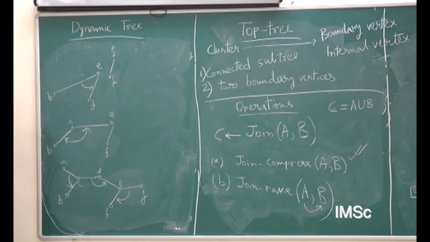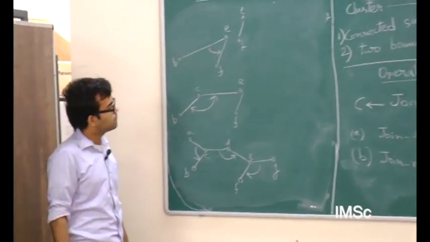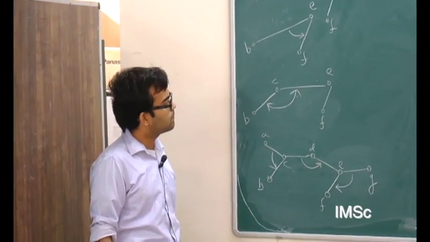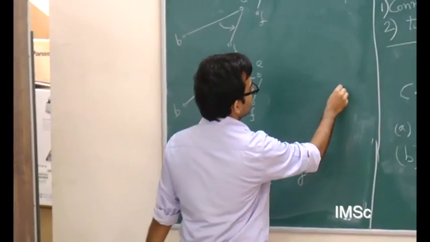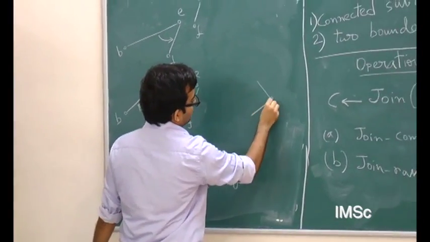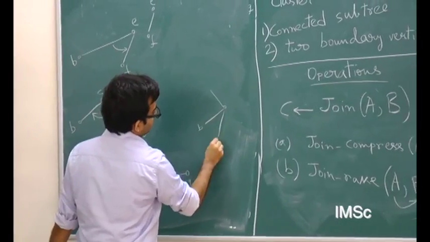In particular, suppose there's a node A with four children. I can perform two rake operations in the same level. There's a node A with four children, B, C, D, E here. B, C, D.